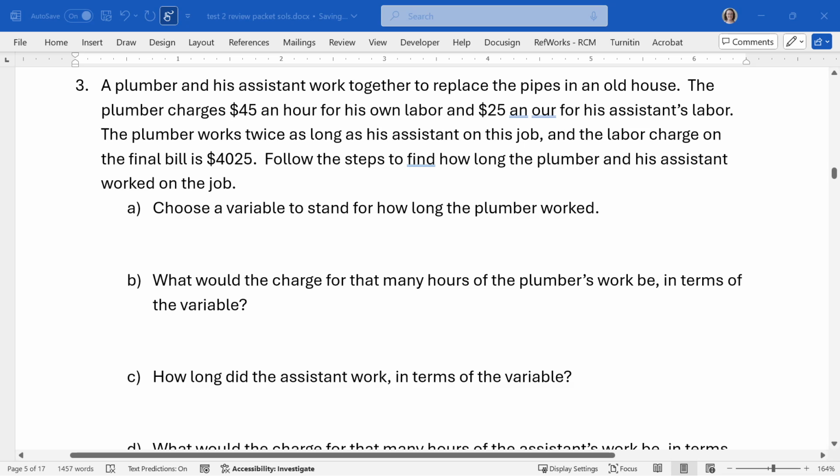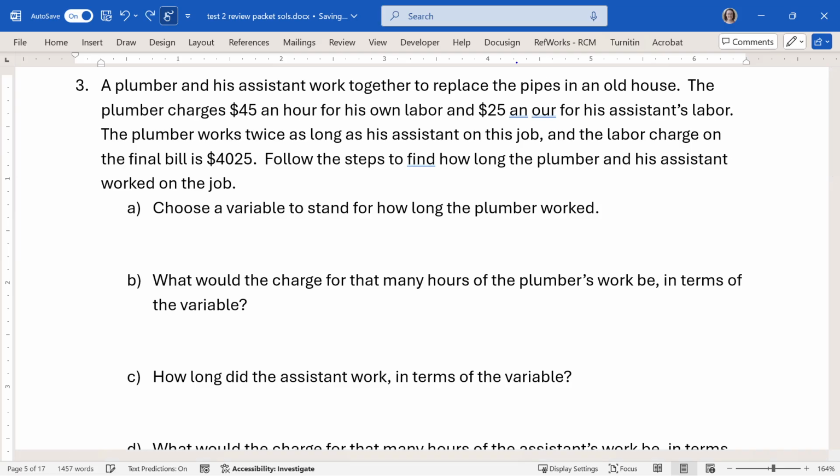Okay, let's look at this word problem here. A plumber and his assistant work together to replace the pipes in an old house. The plumber charges $45 an hour for his own labor and $25 an hour, this was supposed to say hour as well, sorry about that, for his assistant's labor. The plumber works twice as long as his assistant on the job, and the labor charge on the final bill is $4,025.